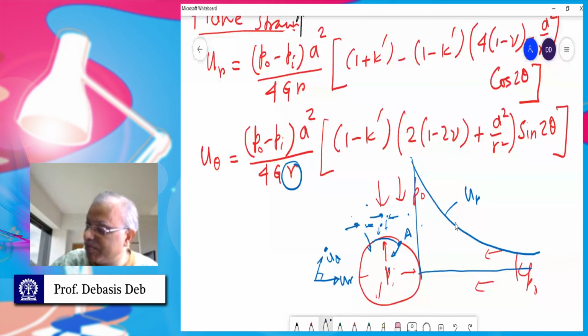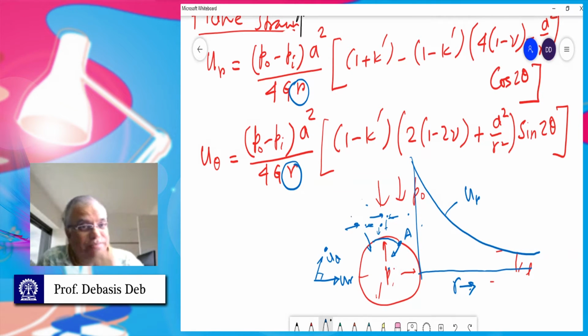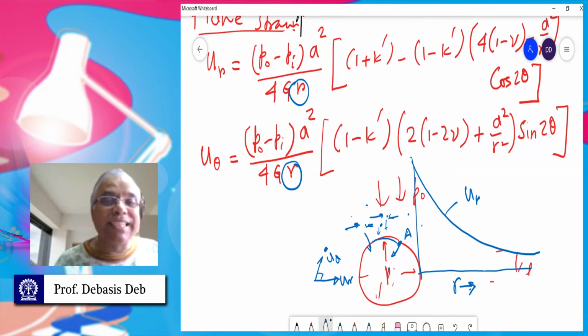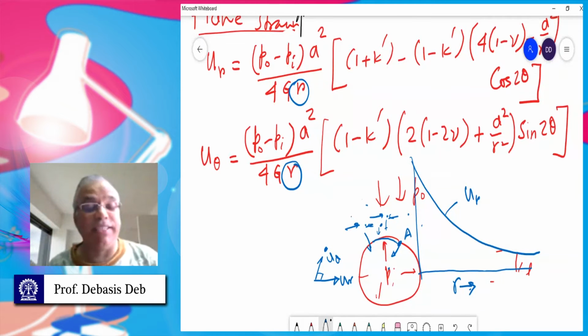With R increasing in this direction, UR will fall very quickly. You see, these are all hyperbolic functions with R. So the moment R increases, it will quickly go towards zero. So this is the generalized equation. We are mostly interested in what the displacement is right at the boundary.